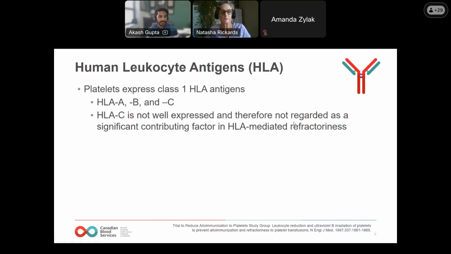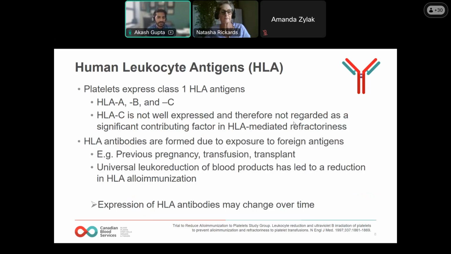A little bit more on HLA antigens, because they're the biggest player in immune-mediated platelet refractoriness. Platelets express class 1 HLA antigens. Class 1 consists of HLA A, B, and C, with C not being very well expressed on platelets. So we really focus on HLA A and HLA B on our platelets when we think about matching or selecting platelets. And just like red cell antibodies, you form these antibodies by exposure to foreign antigens. The biggest contributors are pregnancies, transfusions, and transplants.